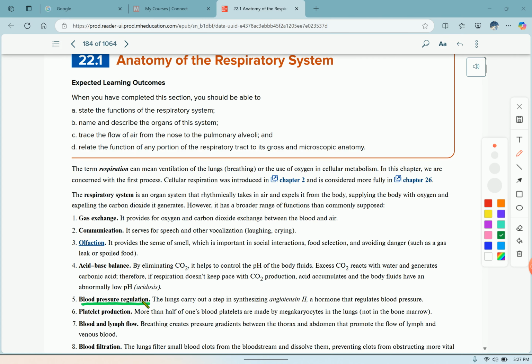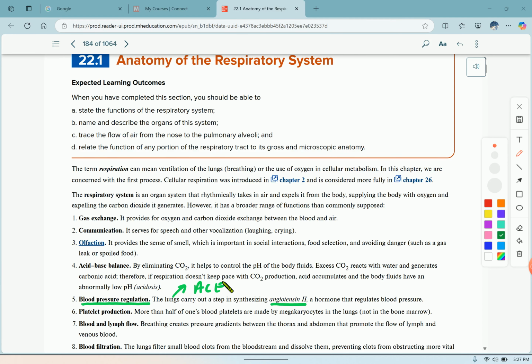The respiratory system also helps with blood pressure regulation because of angiotensin 2. The lungs actually release ACE, angiotensin converting enzyme, that converts angiotensin 1 into angiotensin 2, that helps regulate blood pressure. I talked about that when we did the endocrine system a few weeks ago.